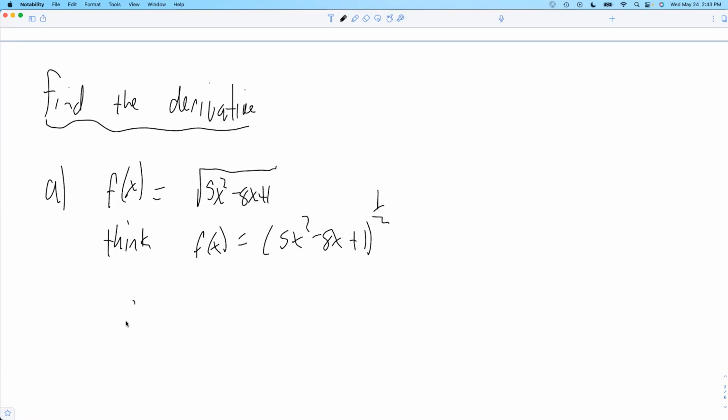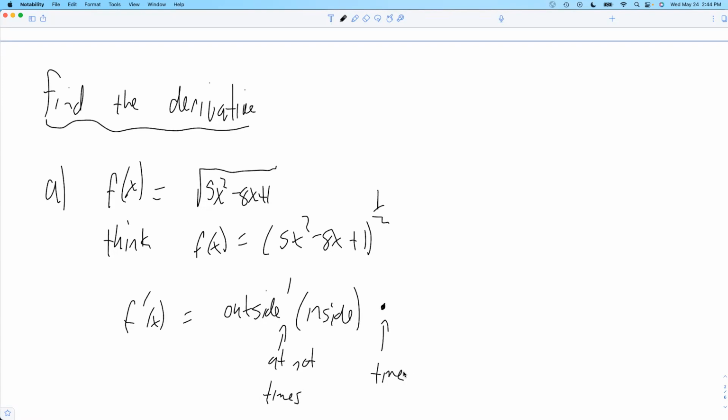Okay, then the derivative, f prime of x, will be, and I'm going to write it out, the derivative of the outside evaluated, so I'll write here evaluated at the inside, not times. Here's my times. The derivative of the inside.